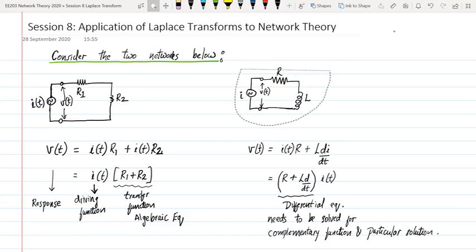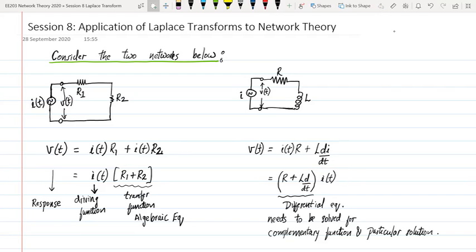So if I look at the same circuit here, instead of R1 and R2, I've replaced the resistor with R and one inductor L. And the same forcing function is being applied, the same I of t. And I'm looking at the response V of t. Okay. And the equation is given by I of t times R. That's the voltage drop across the resistor. And the voltage drop across the inductor is L di by dt. So if I were to group these terms together, I can take I of t outside. And here I'm left with R plus L d by dt.